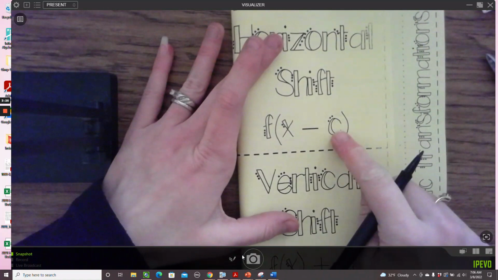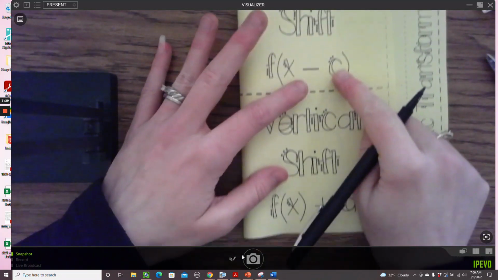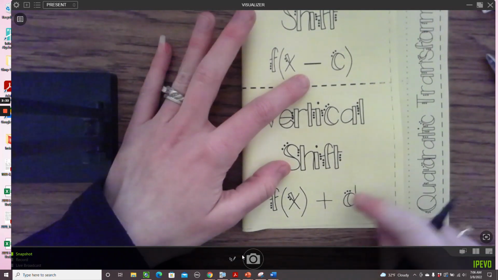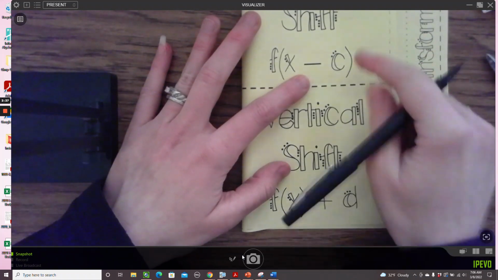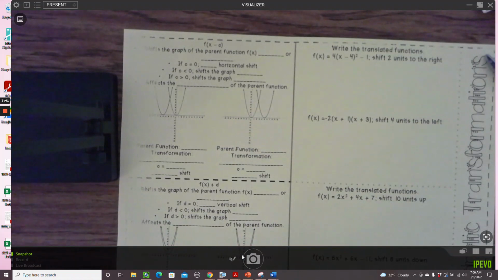So a horizontal shift, we're subtracting something from the x. Okay? Vertical shift, we're adding or subtracting something from the end of the function. So again, this is messing with the y value of the vertex. This is messing with the x value of the vertex.